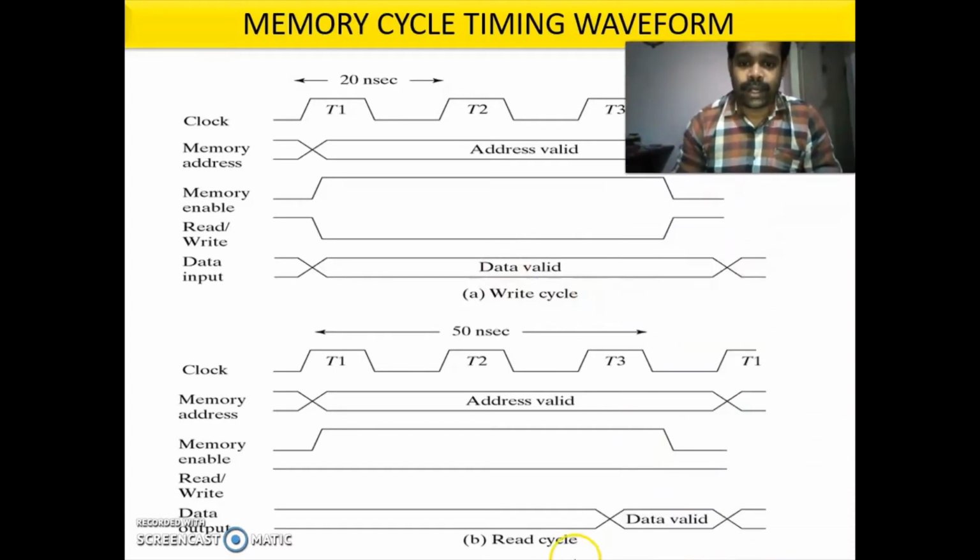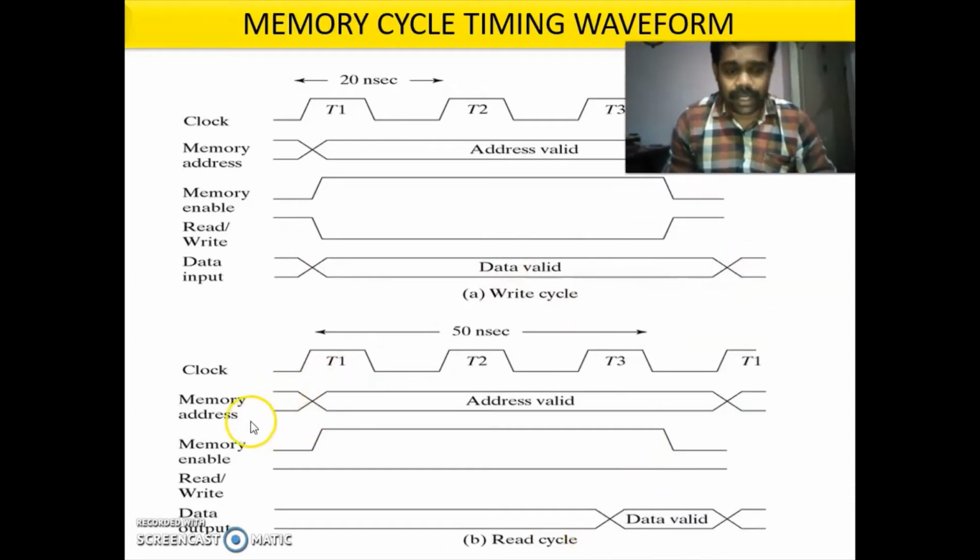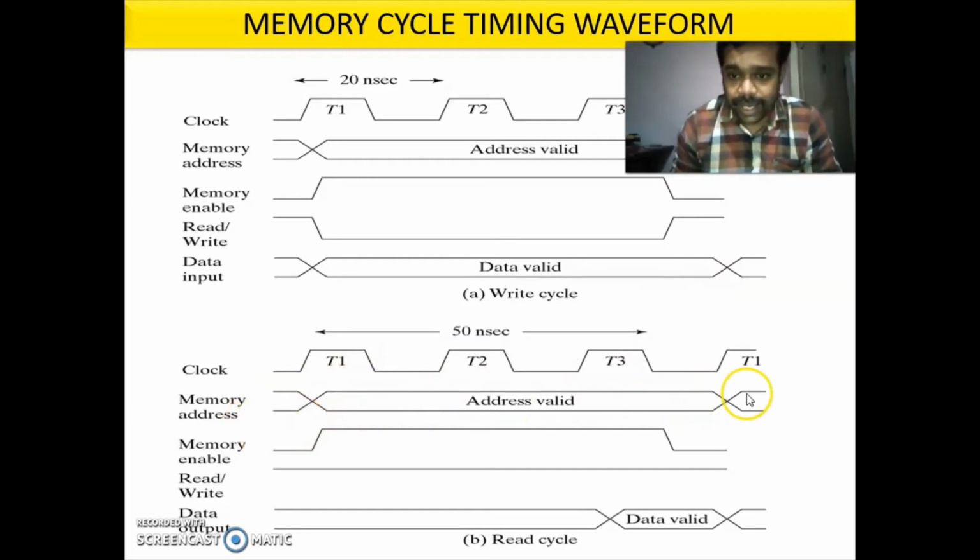Now we are coming to the read operation. In the read operation also, we are making the address line high. We have to read the information from a particular address, so we have to make that address line high. Then we are making the memory enable line high. Then we are making the read write line high. In the write cycle we made it low, but here you have to make it high. And at the end of T3, this is the data output, we are getting the valid data at the end of T3.